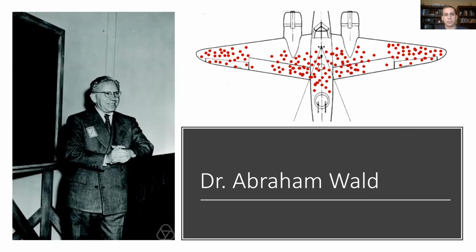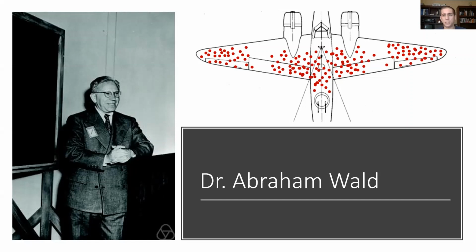But Dr. Wald didn't just stop there. He thought for a second, essentially asking himself, why is it that the patterns of bullet holes are the way they are? And he realized something, which is that the planes that he got to see were not all the planes that had come back from combat. If you think about it, the Axis powers are firing bullets up into the sky. They're not snipers. They're not specifically targeting parts of the plane. They're just firing bullets up there, and whatever they hit, they hit.